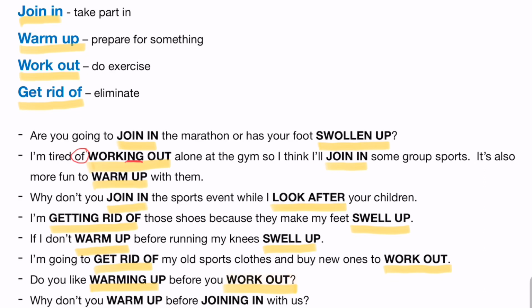I also forgot to mention that you have to be careful because in this case, "to" is not a preposition, but it's the infinitive of the verb to work out. So you must be careful when it's a preposition and when it isn't. Why don't you warm up before joining in with us?